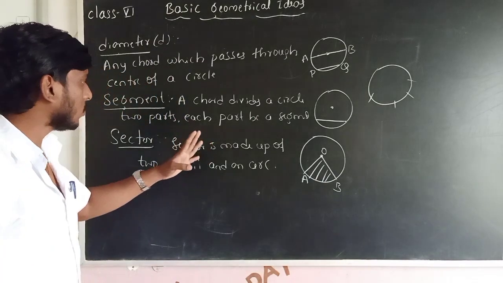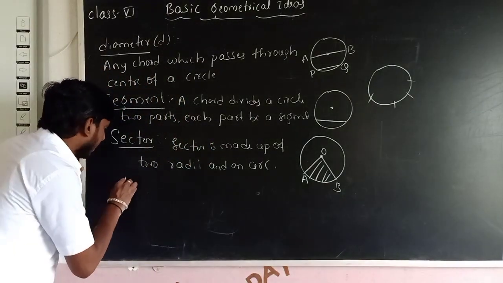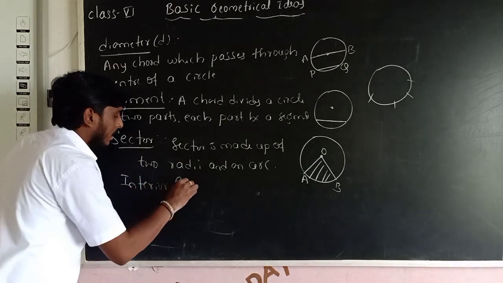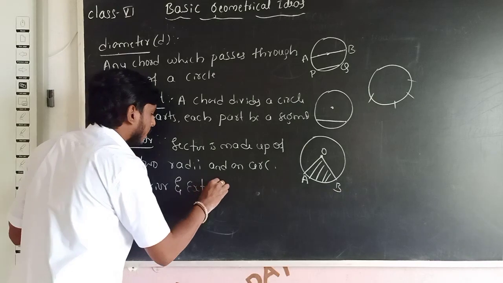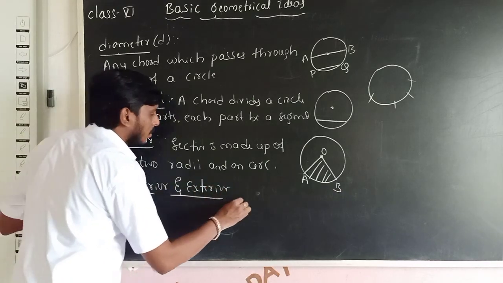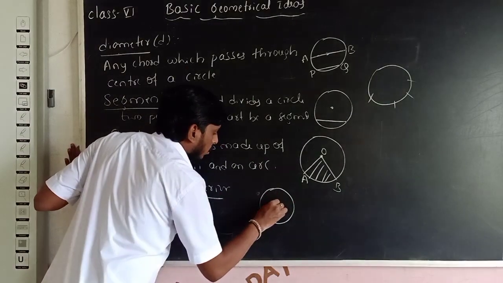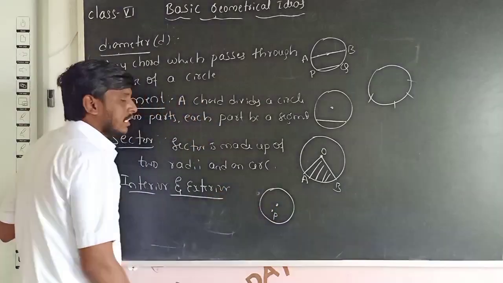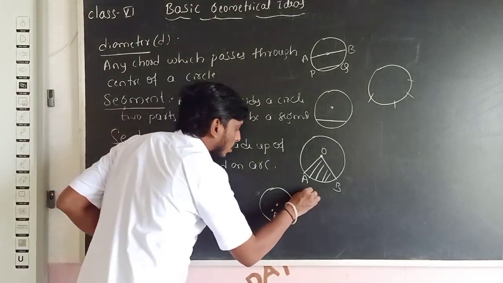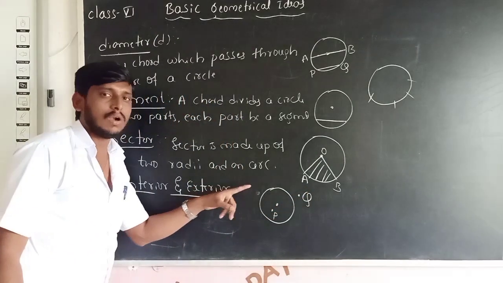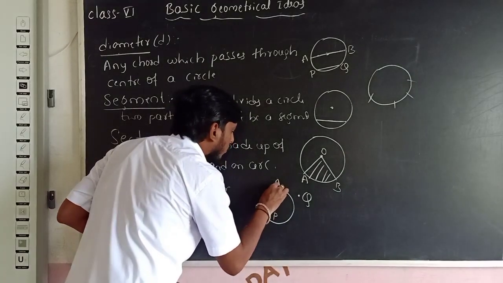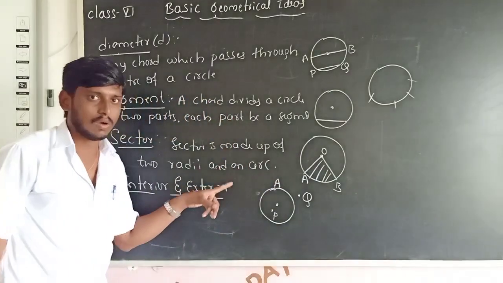Before going to the last one, so what is that? Interior and exterior. We already discussed interior and exterior. So here P is inside the circle, then it is said to be interior. Q is outside the circle, then it is called exterior. Here A is on the circle. We say on the circle.